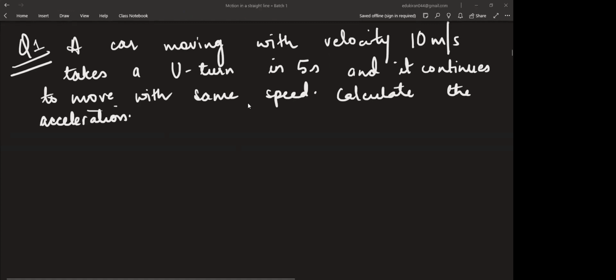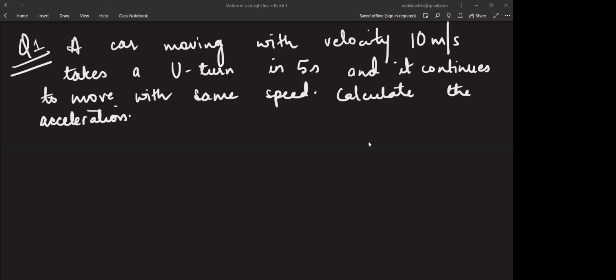Yes, what is the answer? 2.2 meter per second square. Let us check then. Look, this says that a car is moving with a velocity of 10 meter per second and takes a U-turn. See, you have just divided 10 by 5, right? 5 seconds is the time given.